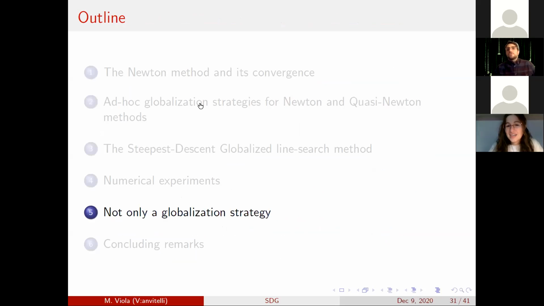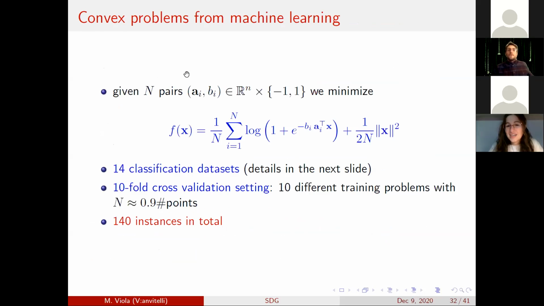But as I said, this is not only a globalization strategy, and I'll tell you why. Let's put ourselves in the convex case and consider the problem of training a linear classifier with the regularized logistic regression model. Everybody uses this kind of model nowadays. They are quite common in machine learning. So let's see what happens. We have chosen 14 classification datasets. We adopted a 10-fold cross-validation setting, so we have a total of 140 instances on which to compare our algorithms.